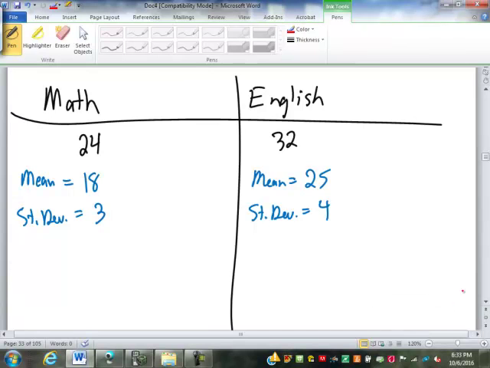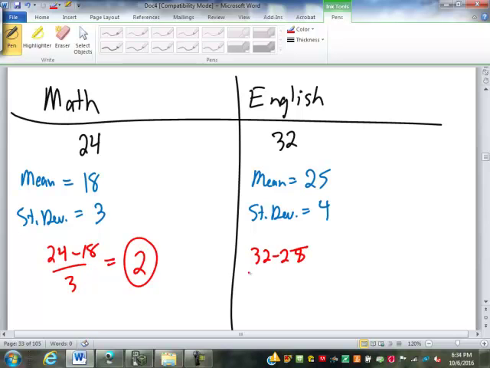Came out with these now. So what'd you get for a z-score for the math score? 2, yes. 24 minus 18 over 3 is 6 over 3, or 2. So 2 standard deviations above the mean. How about for English? 1.75. Good. 32 minus 25 over 4 is 7 over 4, or 1.75.